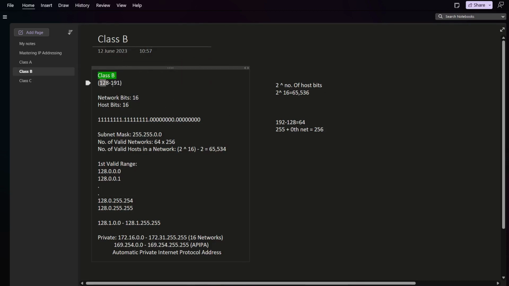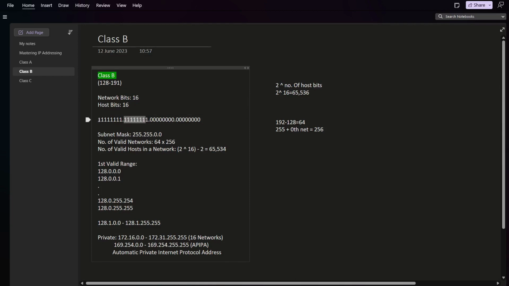How many networks can we have in this range? It is 192 minus 128. Why did I use 192? Because if you are using a network like 191.0.0.0, then of course we are moving to the 192 network, right? We are also using 192 here, so I have done 192 minus 128. The number of networks we can have is 64 from the first octet, and from the second octet we can have 256 networks.